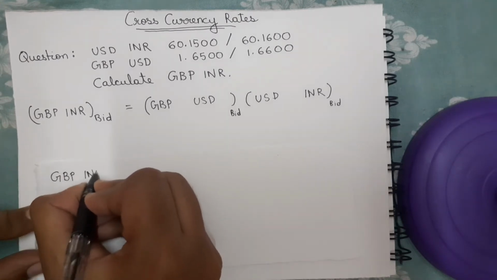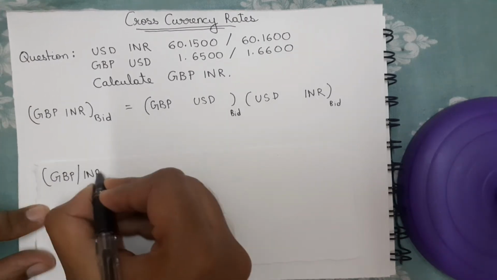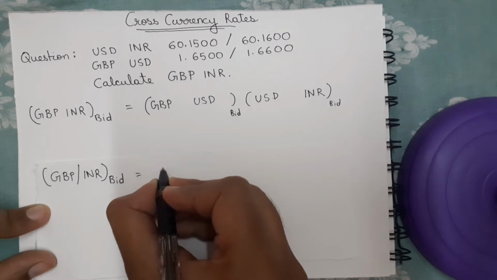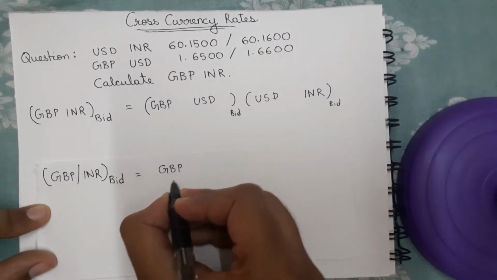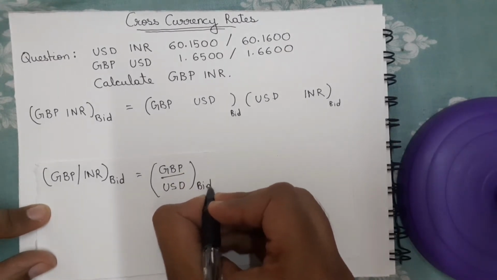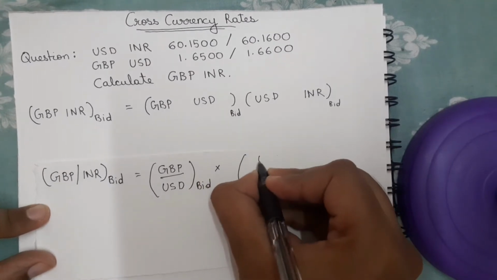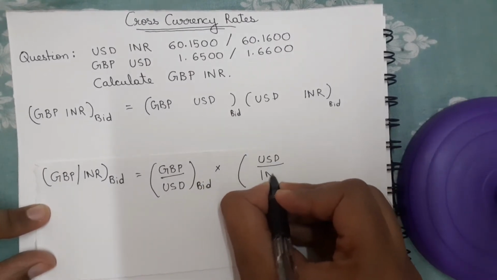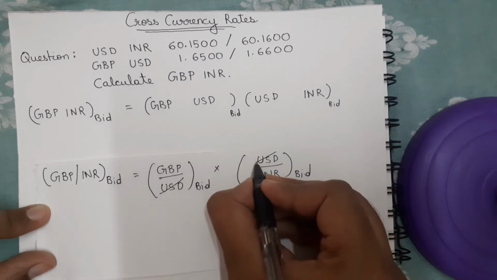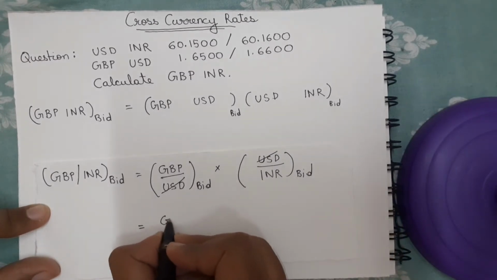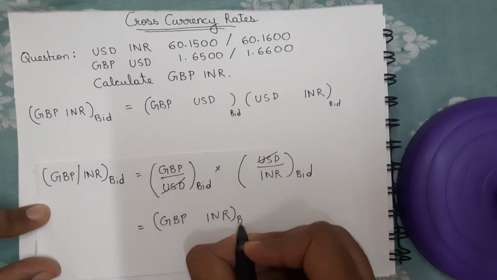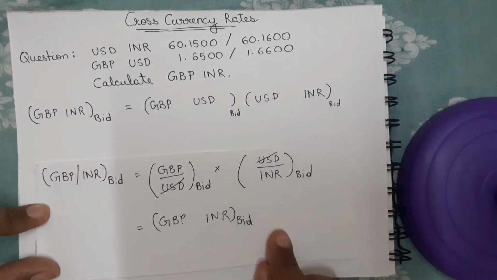Another way to understand this is, to find the GBP INR bid rate, if we represent it like this, first we will write GBP USD bid rate into USD INR bid rate. So here both US dollars get cut and we are left with the GBP INR bid rate. So it is another way to remember this formula.